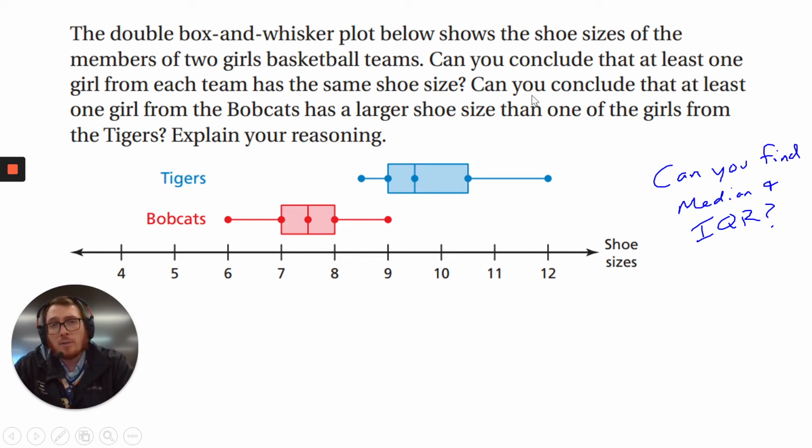So you can't conclude that everyone has at least one of the same shoe size, but we can conclude that at least one girl from the Bobcats has a larger shoe than one girl from the Tigers, because the highest value for the Bobcats is 9, and the lowest value for the Tigers is 8.5, which says that someone on the Bobcats has a shoe size higher than the Tigers. The situation here is not only are they significantly different, there's a little bit more variation of the Tigers than the Bobcats, but clearly the Tigers have larger shoe sizes on a whole compared to the Bobcats, which probably corresponds to the Bobcats team being a younger team and the Tigers team being an older team.